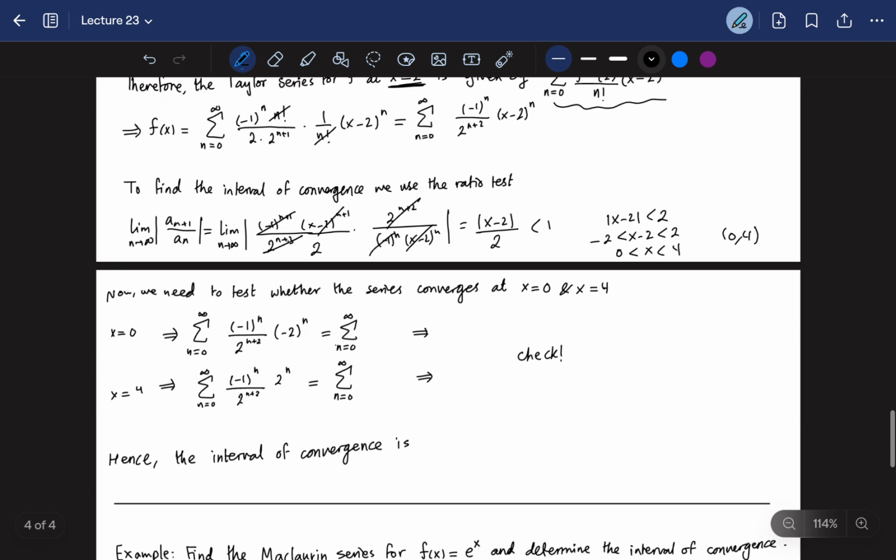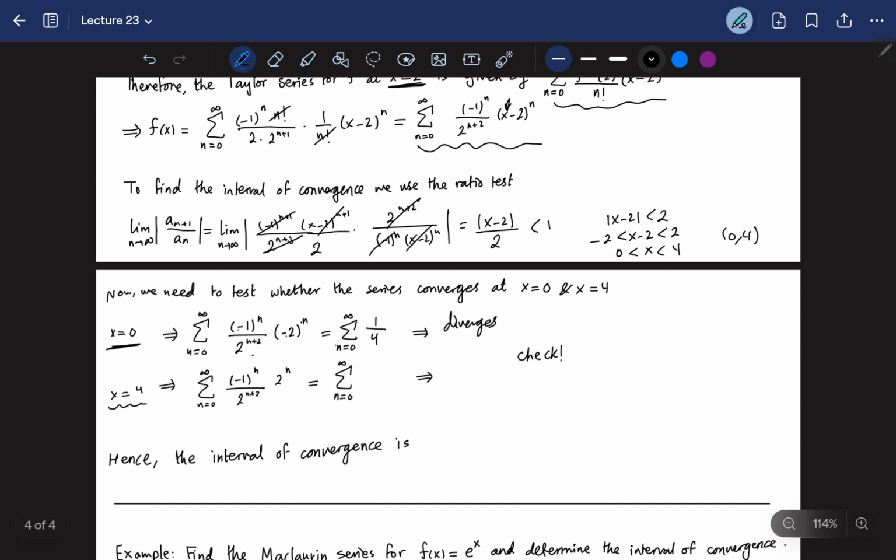Here we need to test each point separately. So when x was 0, you just plug it into your original series. Once you plug in 0 here, you're going to get negative 2 to the n. Now let's simplify. You have a negative and a negative, so that would be positive, that goes away. Then you are going to have 2 to the n divided by 2 to the n plus 2, so that's just 1 over 2 squared, which is 4. Now this diverges. And you can check.